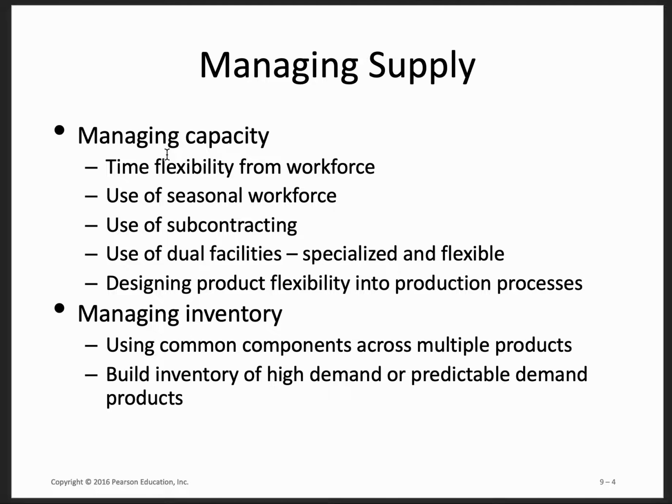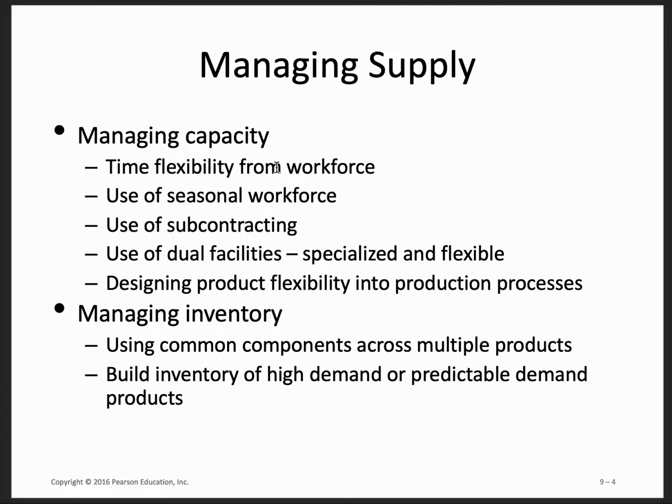So managing capacity includes time flexibility for your workforce. So you can have some overtime hours, or maybe people don't work full time all the time. They work part time for some time and work full time. You could have a seasonal workforce. Amazon does this a lot, especially in their warehouses around holiday seasons. They have large seasonal workforces to take on the extra demand that they expect to face. Then we can use subcontracting. Again, it's a very common thing in many manufacturing industries or even service industries, that you use subcontracting to manage some of the capacity that you are not able to do yourself.